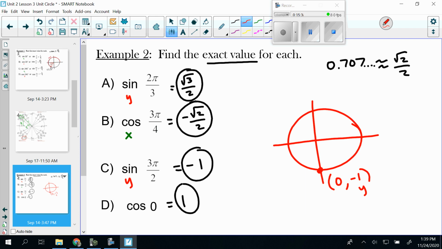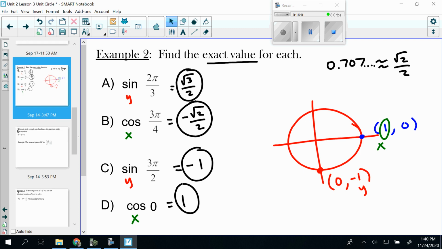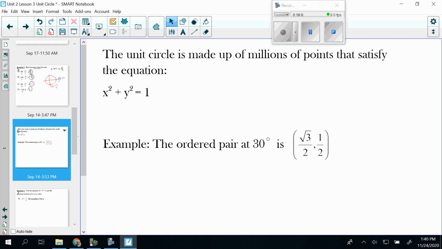Should also give you the same thing if you did it on the calculator. Cosine 0, 0 is right here. What's that ordered pair? 1, 0. And then cosine is x value. And so if you got x value here, that's going to be the first one here. That would be 1. All right. So that's finding exact values with unit circle.